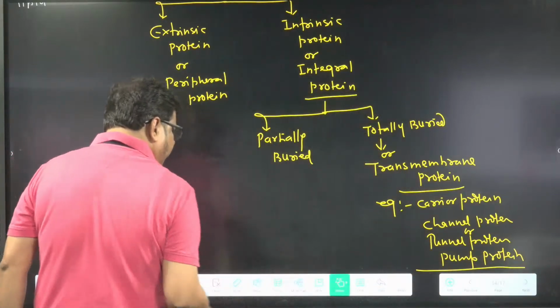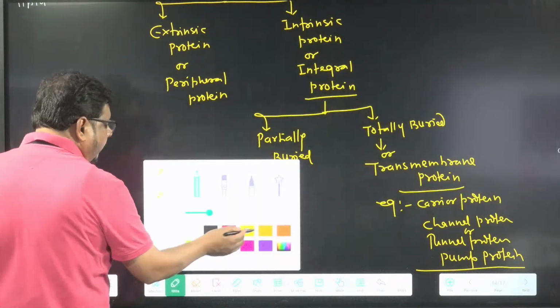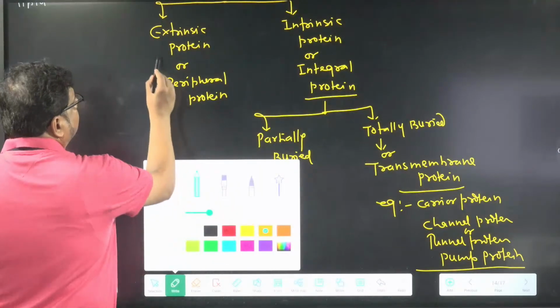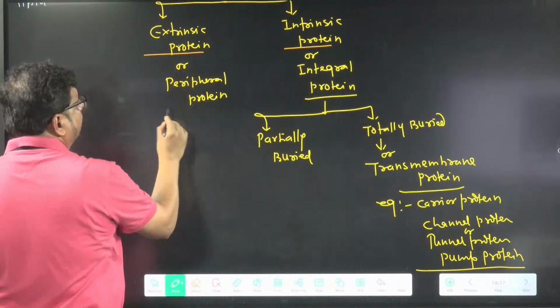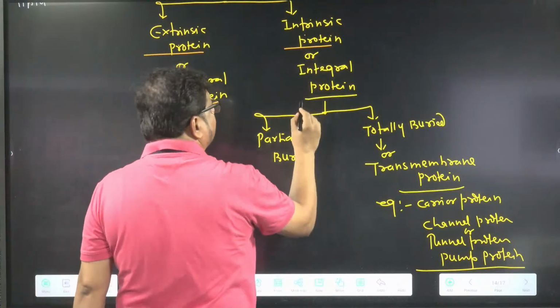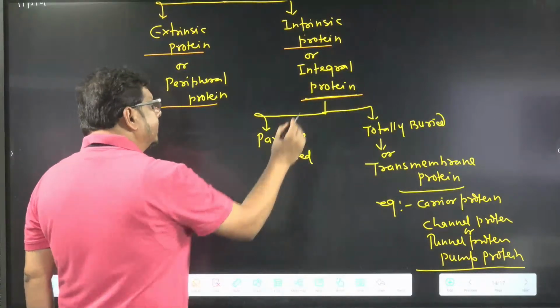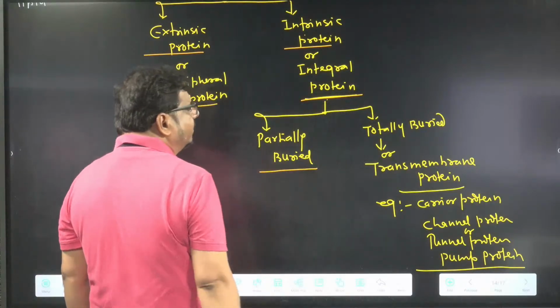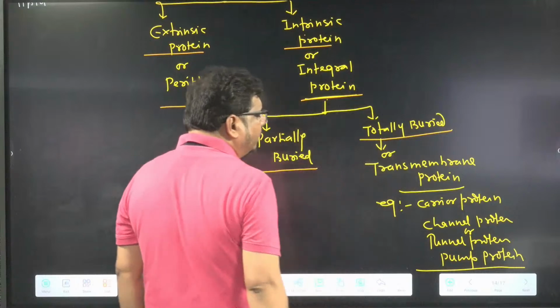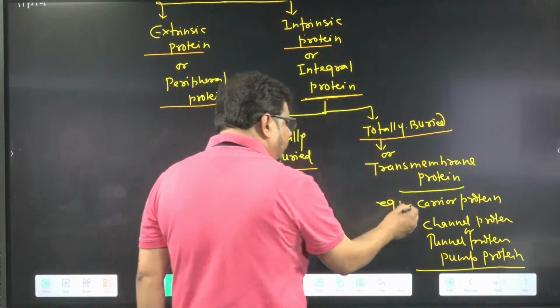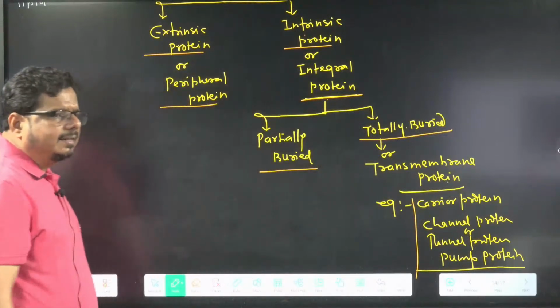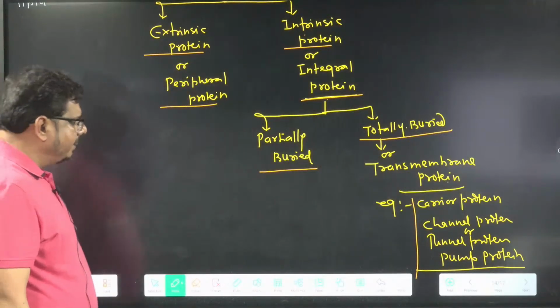So I classified the protein into how many categories? Two categories. One is extrinsic, another is intrinsic. Extrinsic is also called peripheral, intrinsic is also called integral. Integral protein is of two types, partially buried and totally buried in the membrane. Those that are totally buried are called transmembrane protein. Understanding the idea or not? Clarity came in the mind.